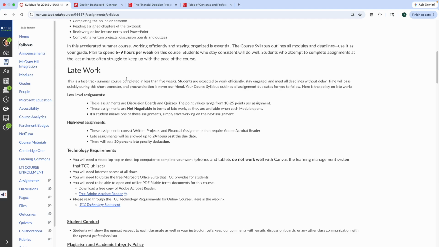I will accept some late work. Now, we have discussion boards and quizzes. These are non-negotiable. They range somewhere between 5, 10, 25 points per assignment. I call those low-level assignments. Even the quizzes, because they are open day one and you have 3 attempts to do them. If you miss one, do not email me begging and asking for me to reopen it. You've had the time. Things will happen.